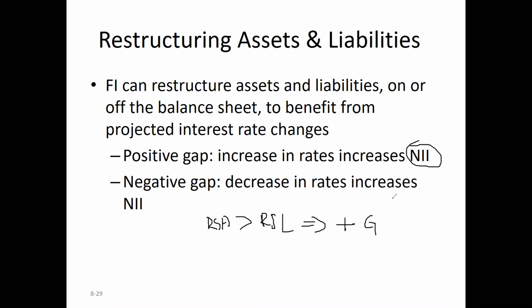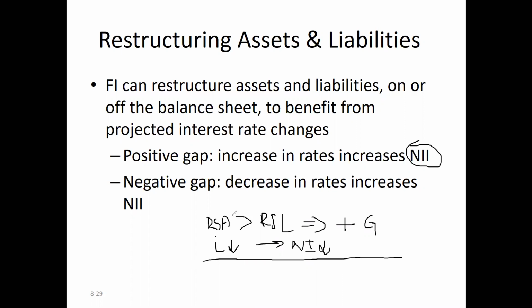However, let's say you predicted that within the coming 3 months the interest rate will fall. That means falling of interest rate will bring your net interest income down. If you keep this position, and the interest rate falls, net interest income will go down. But if you predict that the interest rate will fall, as a financial manager, you have to restructure your assets and liabilities.